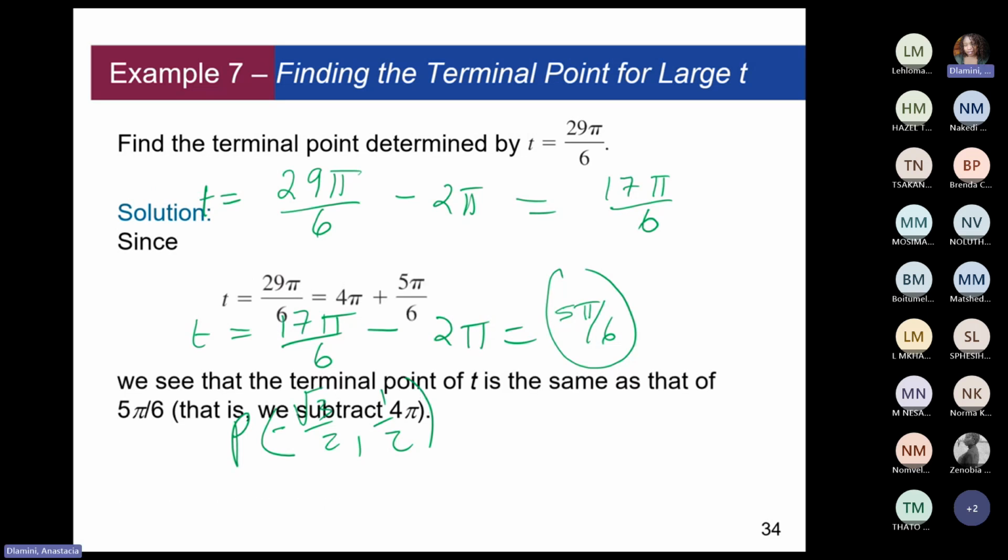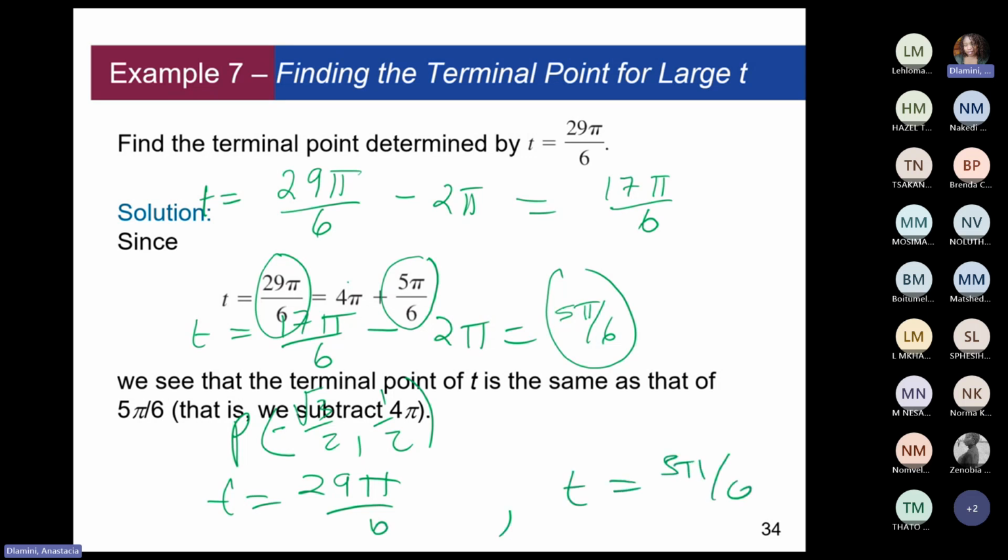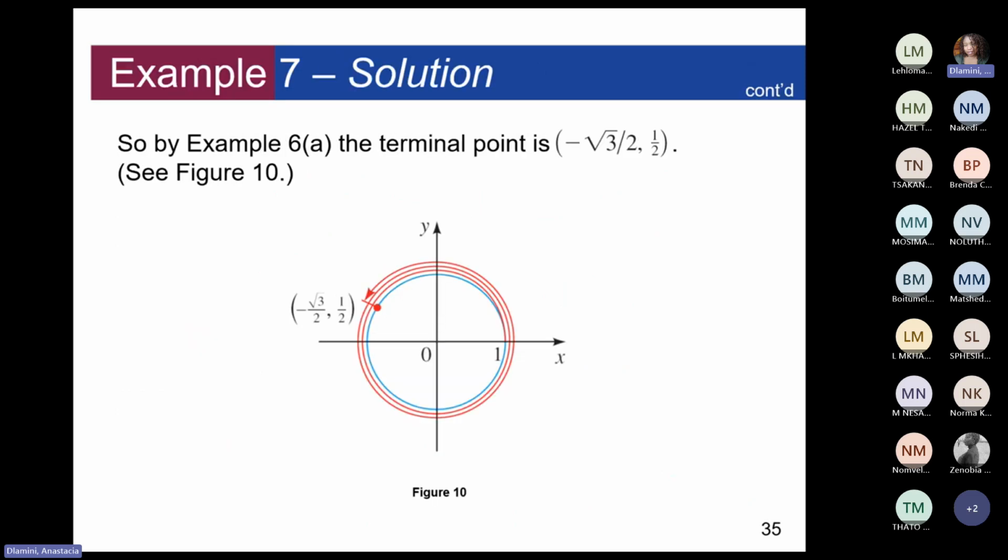Okay, here they're just saying they added instead. And they showed you that if you add this, you get this, and then you get that. We see that the terminal point for t is the same, so meaning that the terminal point for 29 pi over 6 is the same as the one for t equals 5 pi over 6. That's what they're saying with that relationship of subtracting 2 pi or adding 2 pi. There we go.